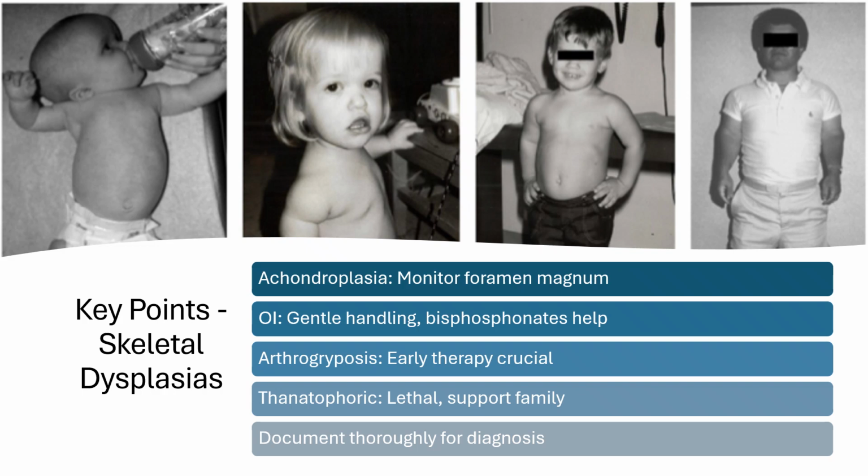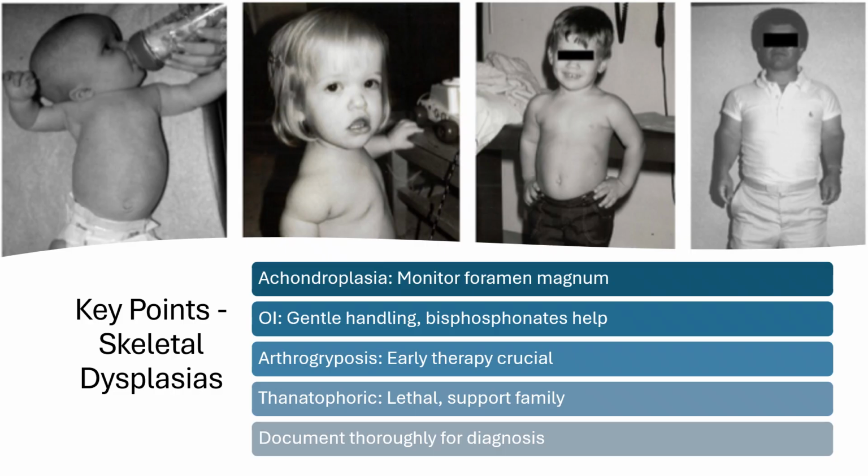Osteogenesis imperfecta management requires two fundamental approaches that work together to optimize outcomes. Gentle handling prevents additional fractures while the child's bones remain extremely fragile, while bisphosphonate therapy provides the first effective medical treatment that can actually strengthen the abnormal bone structure. This combination of protective care and active treatment represents a significant advance in managing this challenging condition.